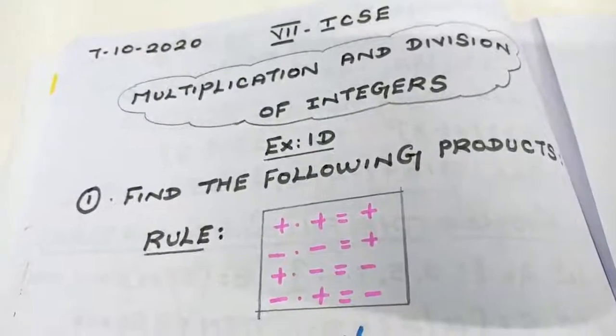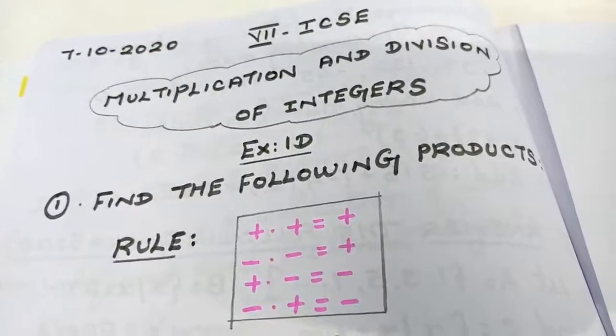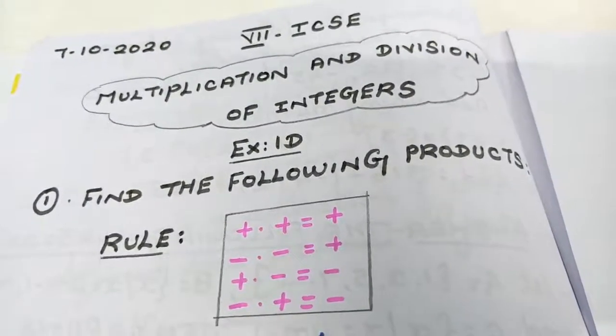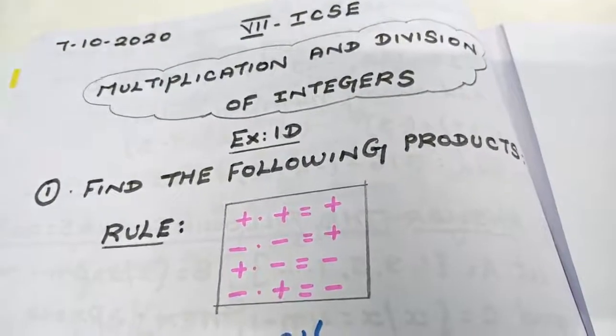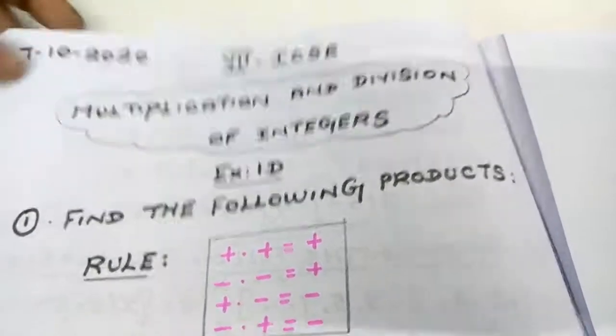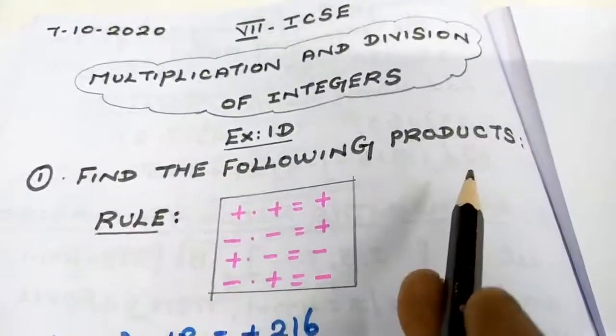In today's class, we are going to see the multiplication and division of integers. We know the basic idea of multiplication and division, and we are just going to recall the rule that we are going to apply here. So the first question in exercise 1D: find the following products.